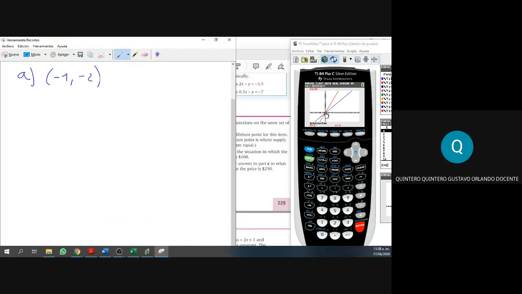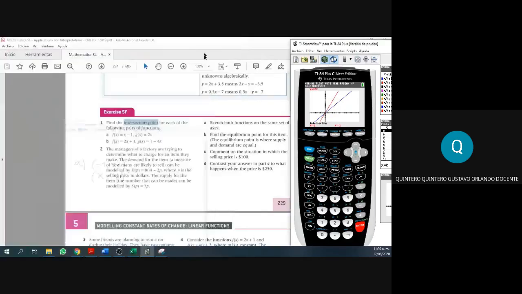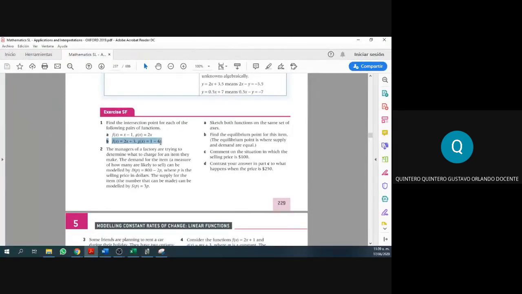Why? Because this is a point, and we know all points in the plane are written as x comma y inside parentheses. So this is how we write our answer. -1 comma -2 inside parentheses. All right, that's it. That is the first question. I am not gonna do the second one because it's exactly the same process. All right. Let's try to do question 2.